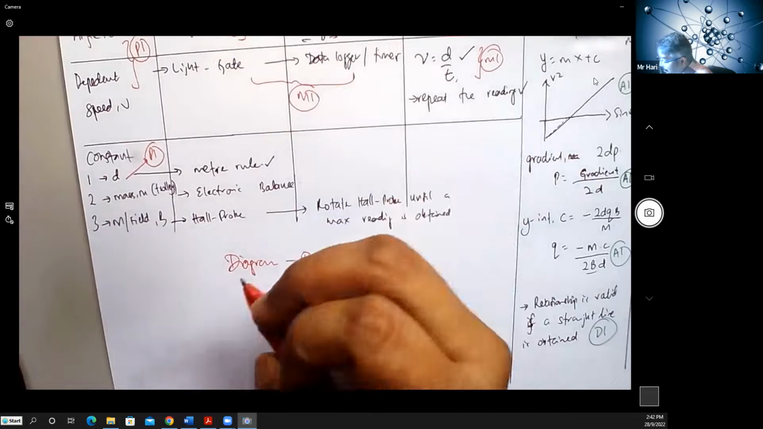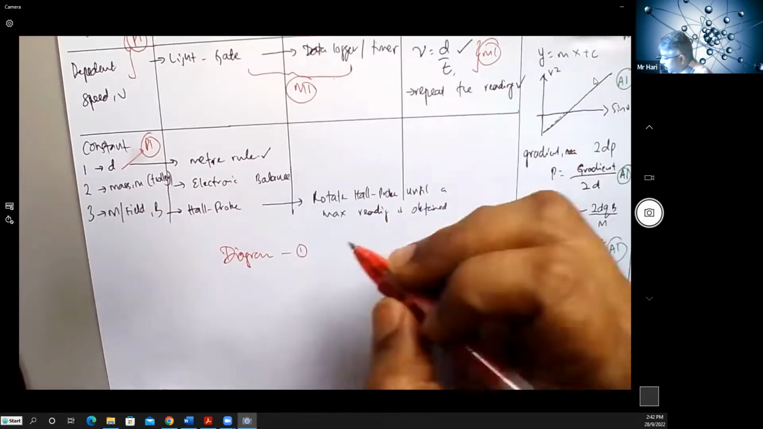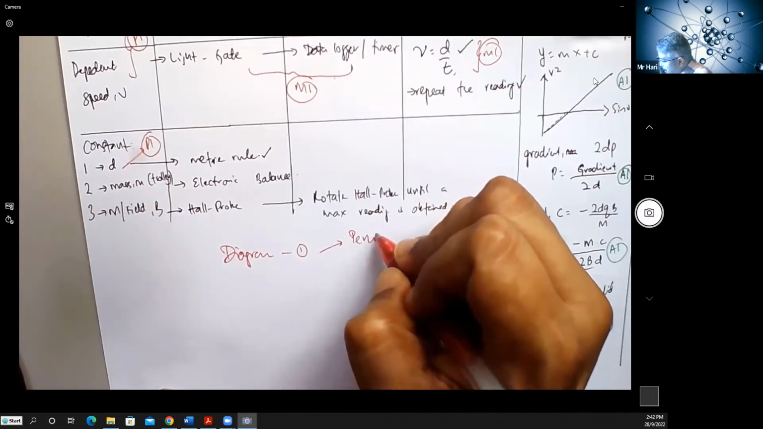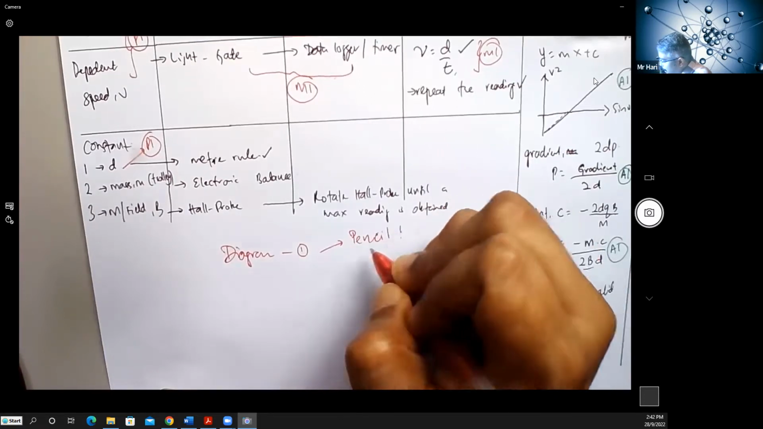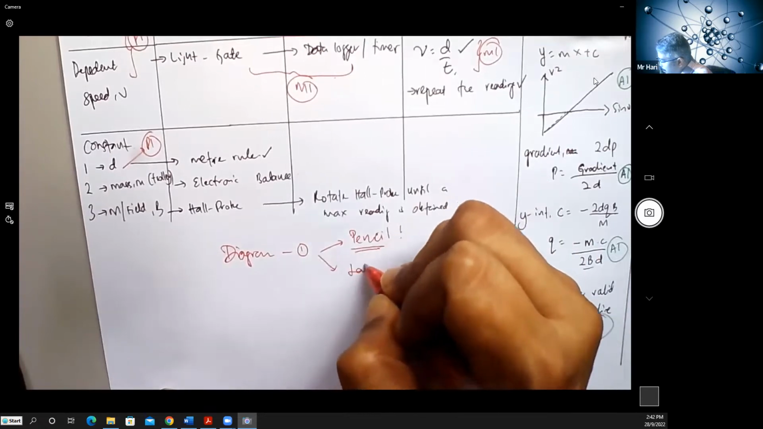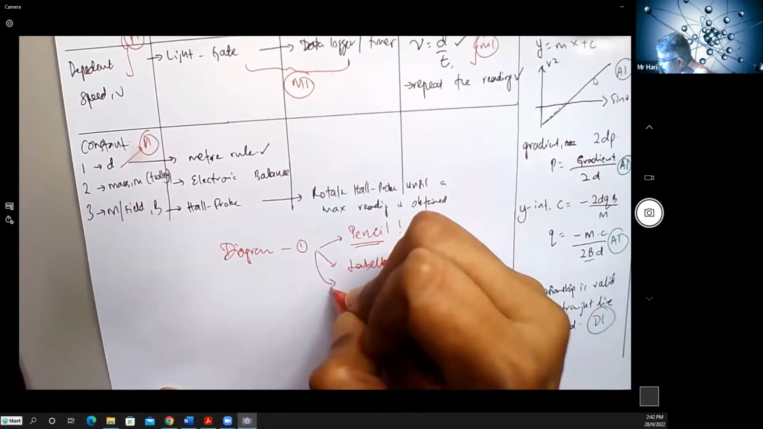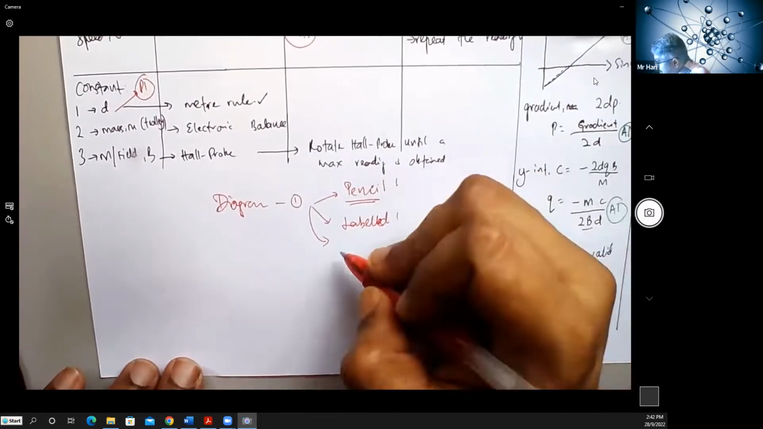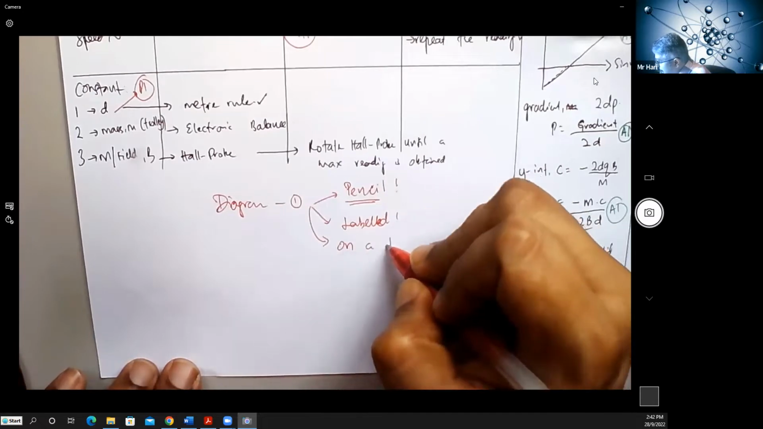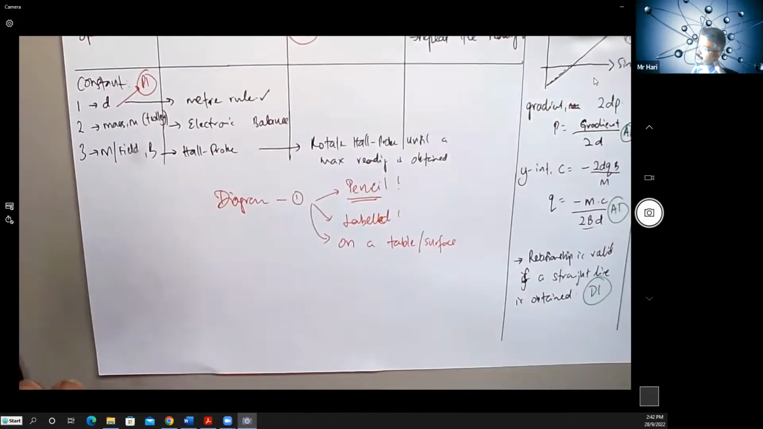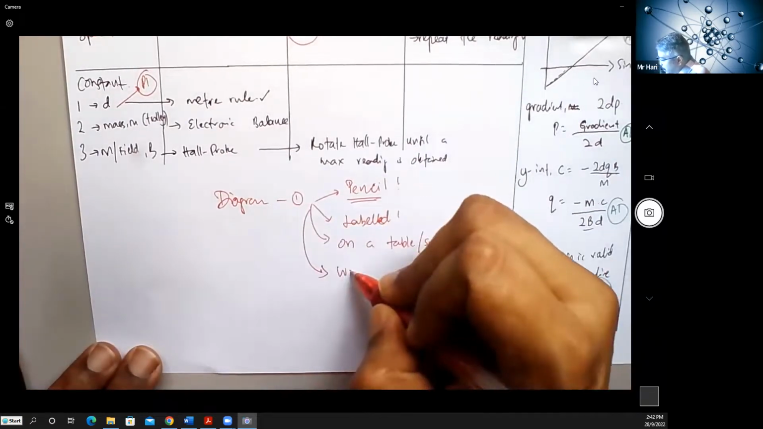Now the diagram, there are some important features you need to know. Number 1 is you must draw using a pencil. Number 2, labeled. And then it must be on a table or surface. Don't let it hanging. Don't let the apparatus hanging in the air. And the most important is workable.